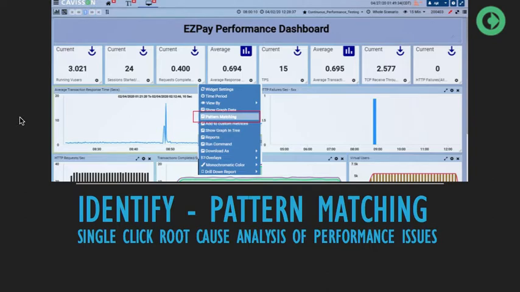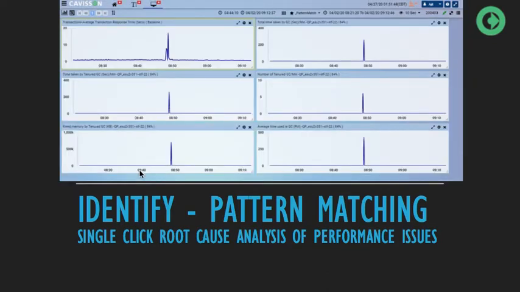We used one of the features called pattern matching, which is nothing but an autocorrelation across several metrics, numerous metrics that we capture. So we identified the spike in the high response time. We were able to identify the transaction failures, as you can see on your screen. And using this particular feature called pattern matching, we were able to do a single-click root cause analysis of the performance issue, which fetched us certain specific stats as the contributor to that high response time.